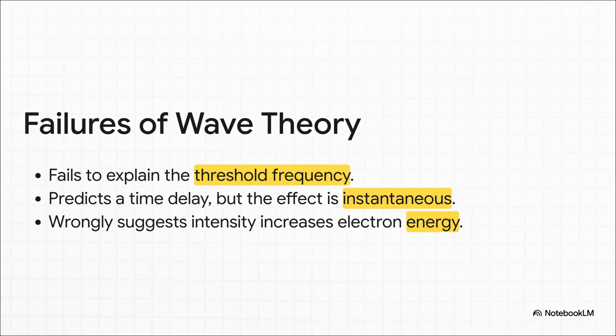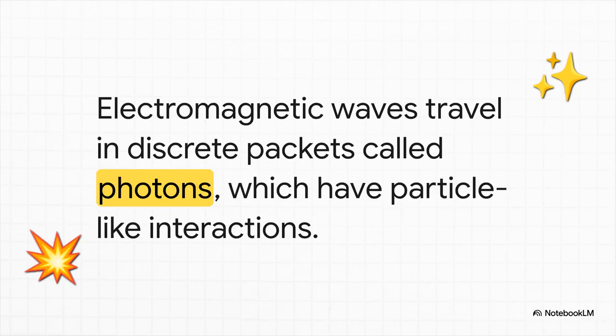But the results made no sense for a wave. First, if your light's frequency was too low, nothing happened. It didn't matter how bright you made it. But wave theory said a brighter wave has more energy, so it should have worked. Second, there was no time delay. The electrons popped out instantly. A wave should take time to pour its energy into an electron. It was all wrong. The solution was so radical it turned physics upside down.